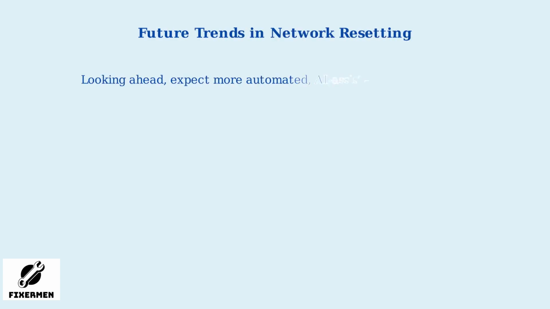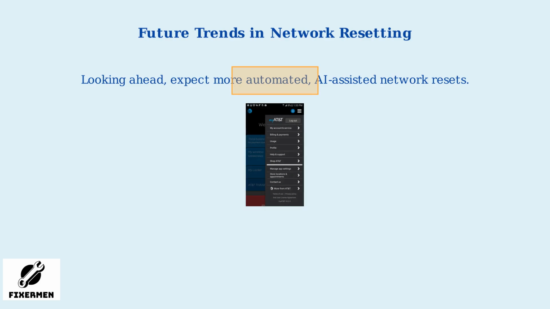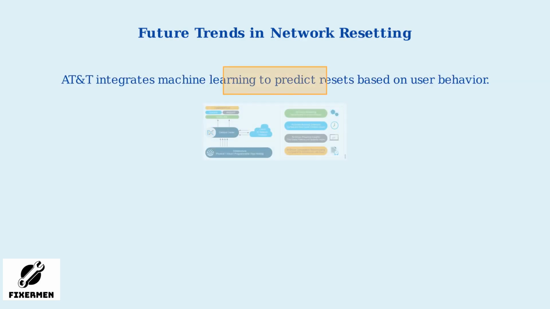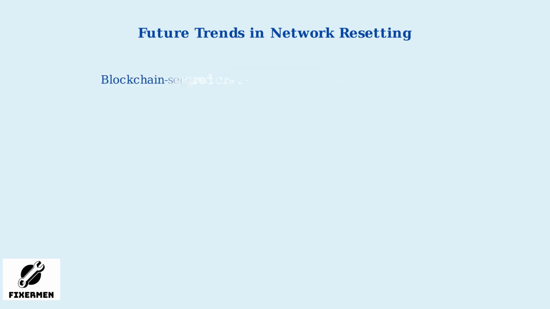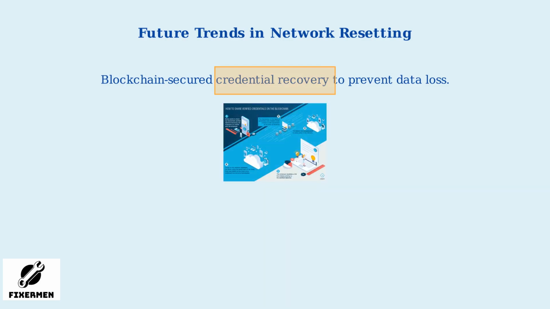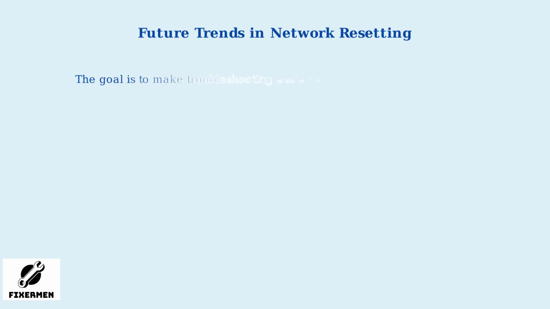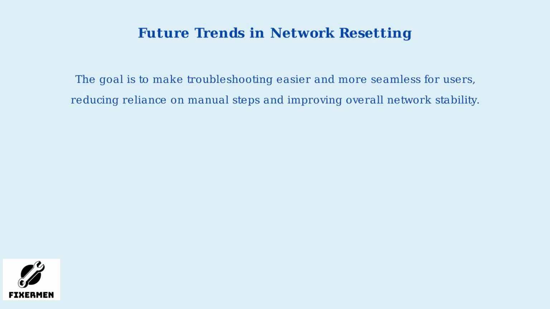Looking ahead, expect more automated AI-assisted network resets. AT&T is already integrating machine learning into the My AT&T app to predict and suggest resets based on user behavior. Future developments may include voice-activated resets and blockchain-secured credential recovery. The goal is to make troubleshooting easier and more seamless for users, reducing reliance on manual steps and improving overall network stability.